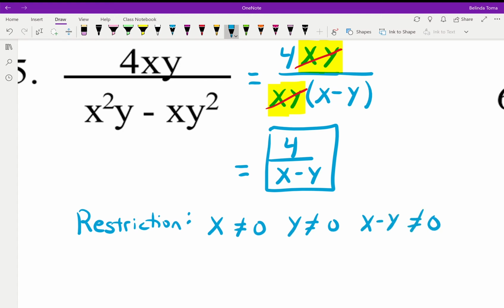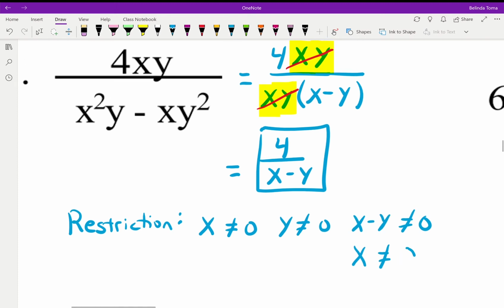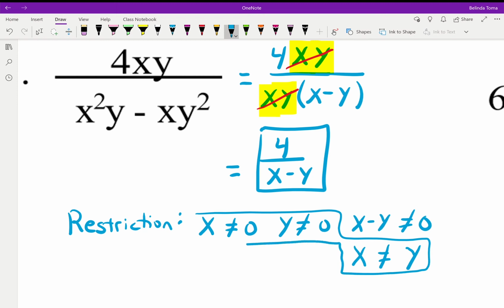So this one you wouldn't have to solve both directions, but if I just added the y to the other side, I would say that x cannot equal y. So my 3 restrictions in this case are going to be here. X cannot equal 0, y cannot equal 0, and x cannot equal y.